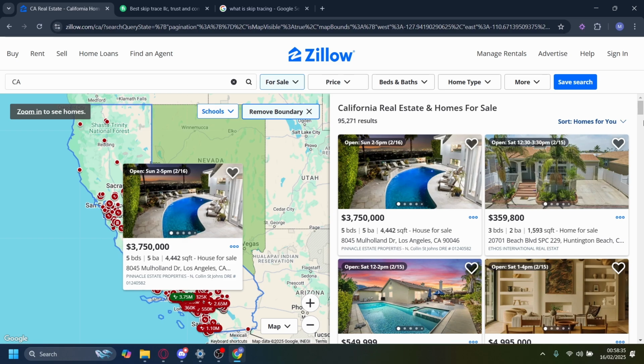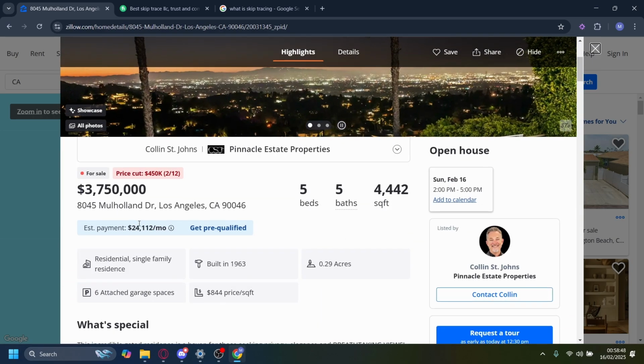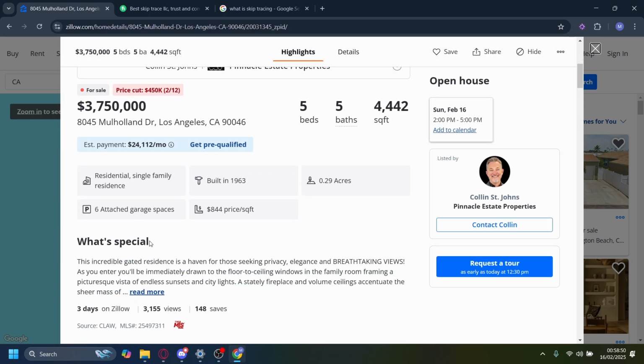Hi, today I'm going to show you how you can find cash buyers on Zillow. Now, for example, here I'm already on Zillow, right? And the way we can find a cash buyer, for example, here I have this mansion for about $3 million, right? The best way you can find a cash buyer is that you will have to contact the real estate agent by yourself, right?